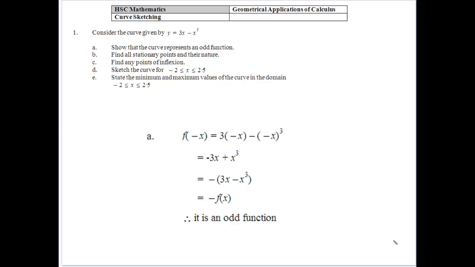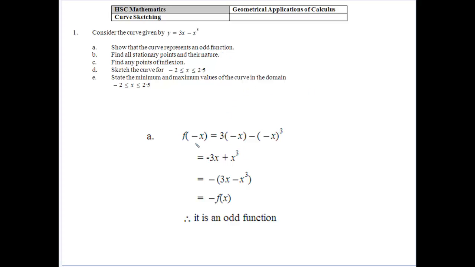We now want to put all the ideas we've learned about calculus and curve sketching into a set problem. So the idea is to use the first derivative and second derivative to draw a curve that we're given. Our curve in this first case is 3x minus x cubed, and we've got to do a few things with it. First, we want to show that it represents an odd function.